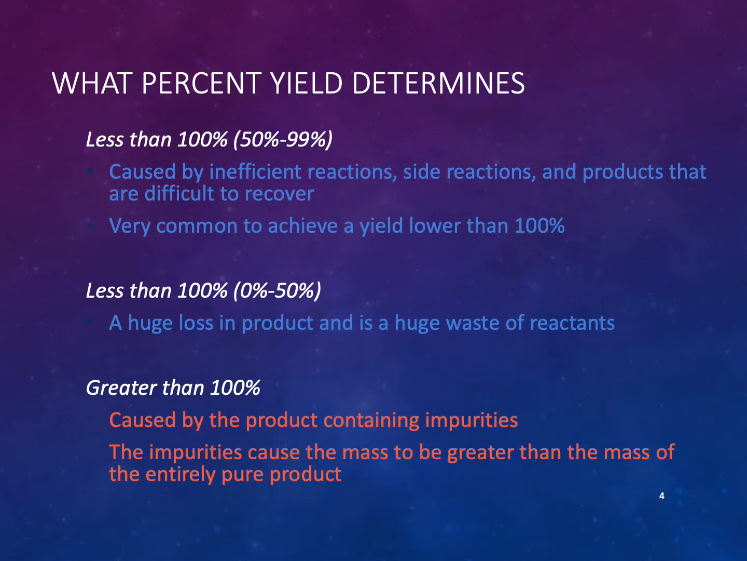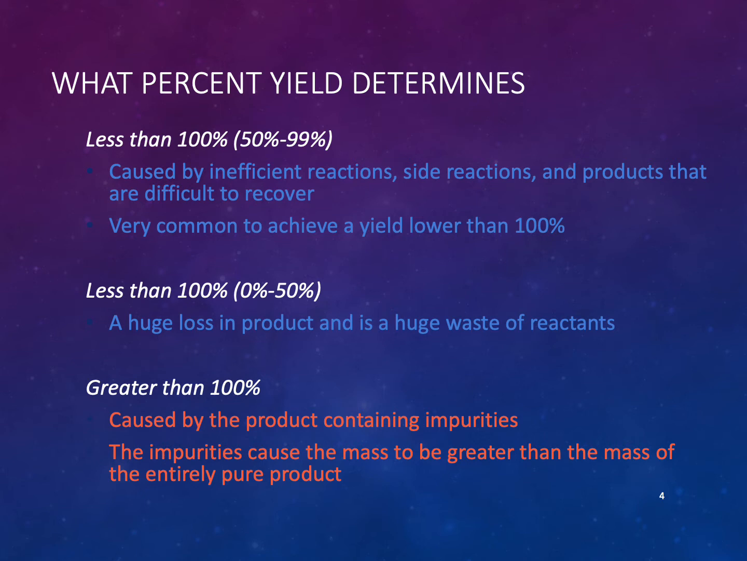So in this slide, we're going to talk about what percent yield determines, and you can see here when it's less than 100%, from 50% to 99%, it is normally caused by inefficient reactions that don't go till completion, side reactions, and products that are very difficult to recover, and it's very common to achieve a yield lower than 100%. But when it's less than 100% from 0% to 50%, it results in a huge loss in the product, and it's a complete waste of reactants.